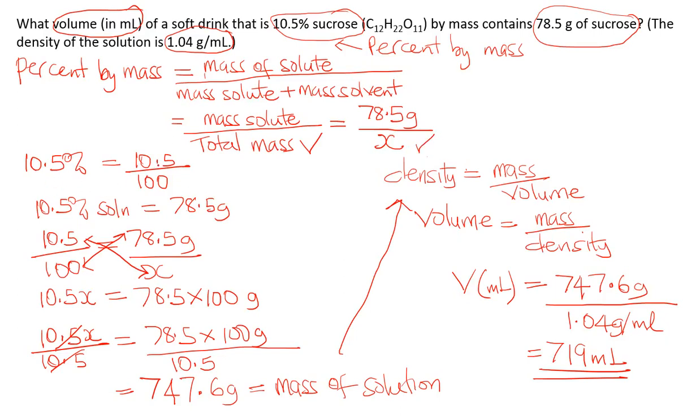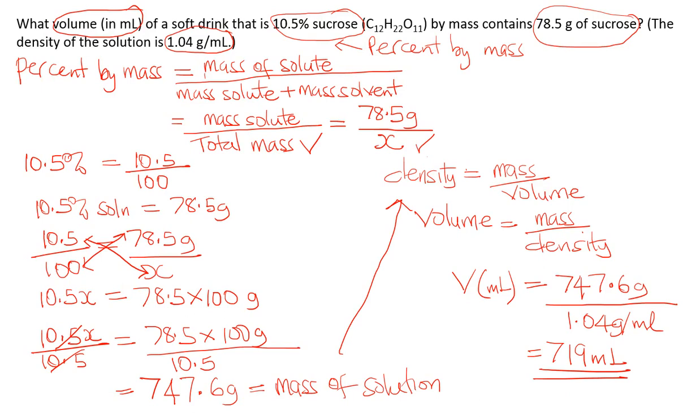Now we say 10.5% is the same as 10.5 divided by 100. But we also said that this 10.5% in terms of mass is 78.5 grams of sucrose. So we can say 10.5 divided by 100 is the same as 78.5 grams divided by X. When you cross multiply them, you get your X, which is mass, as 747.6 grams.